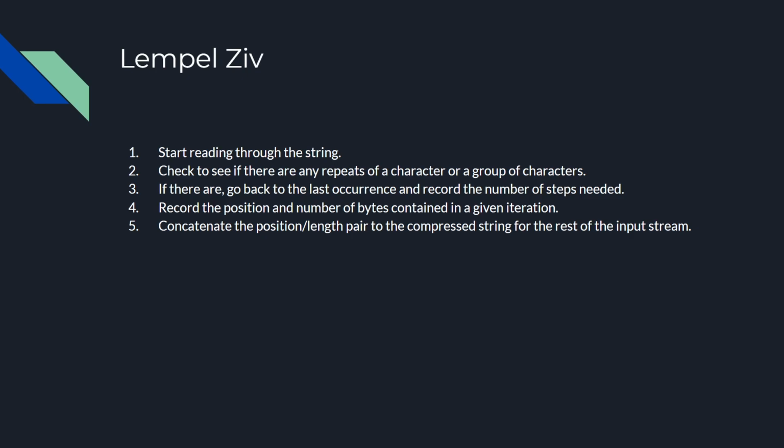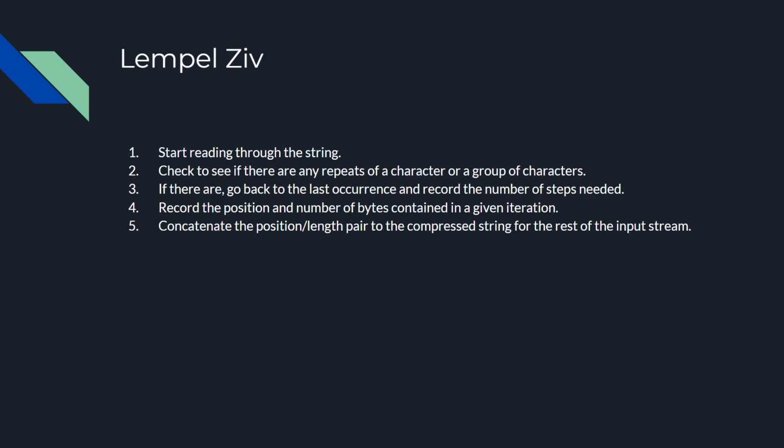How Lempel-Ziv works is it starts reading through the string of text and is also able to look ahead for pattern recognition. After traversing through the string, it'll check back to see if there are any repeats of a specific character or a group of characters. If there are, it will go back to the last occurrence and record the number of steps needed to go back. It then keeps a pair of values, one of which represents the position and the other the number of bytes contained in that given group that is repeated.